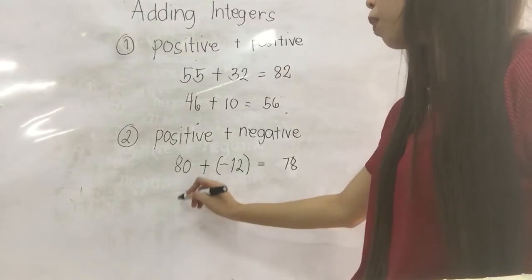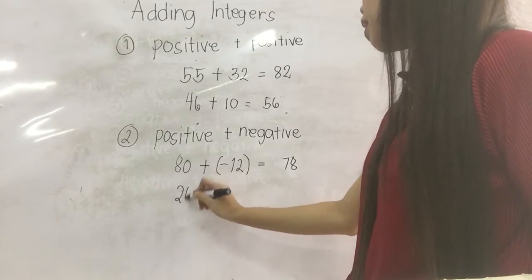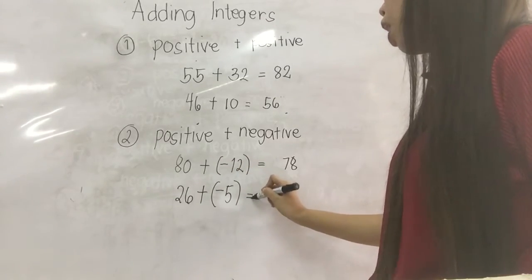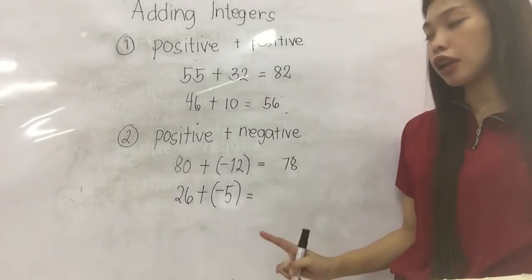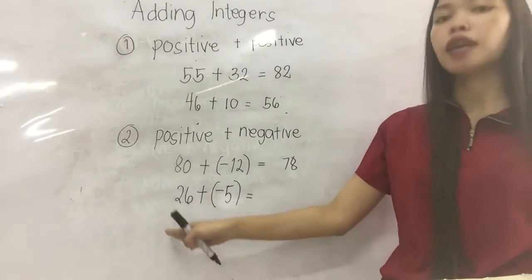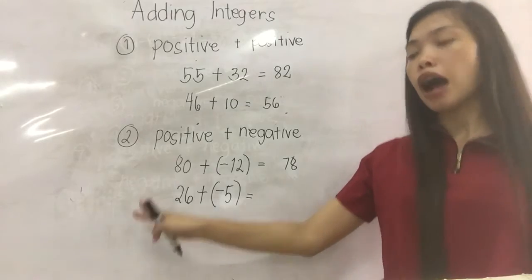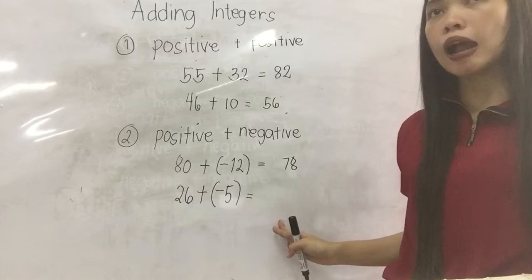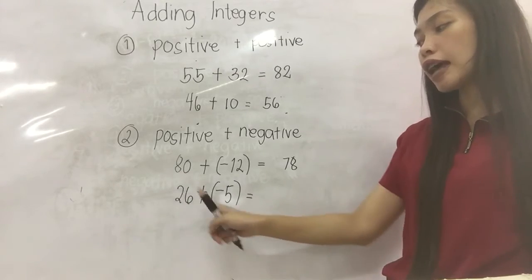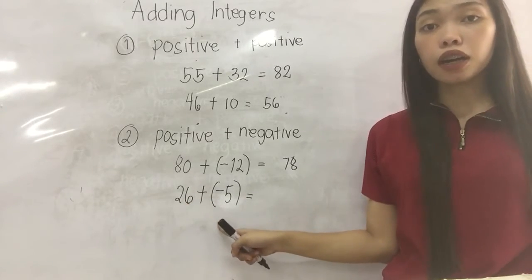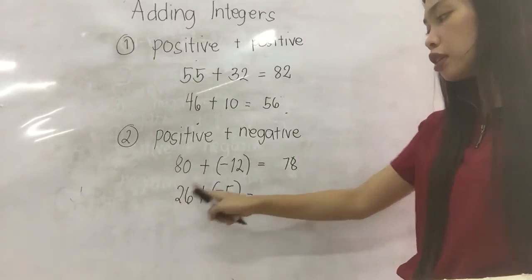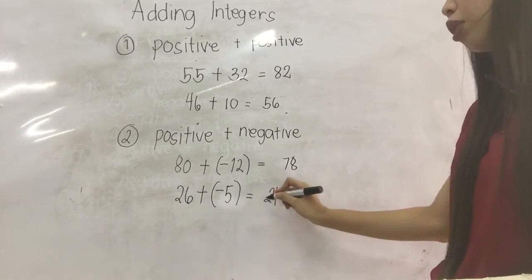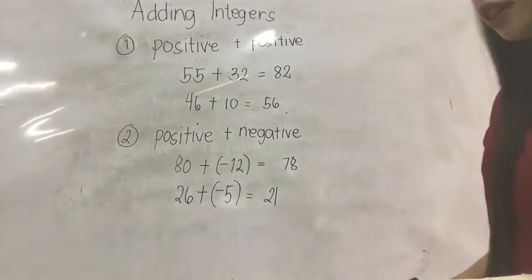Okay, another example, 26 plus negative 5. We are going to copy the sign of the larger number, which is 26. And 26 is positive, so our answer is also positive. Then we proceed to subtraction since the signs of the two integers are unlike. So we have 26 minus 5, that is 21. And the sign is positive. We don't have to write it. Okay?